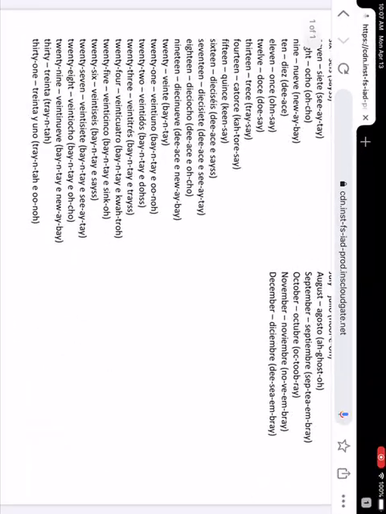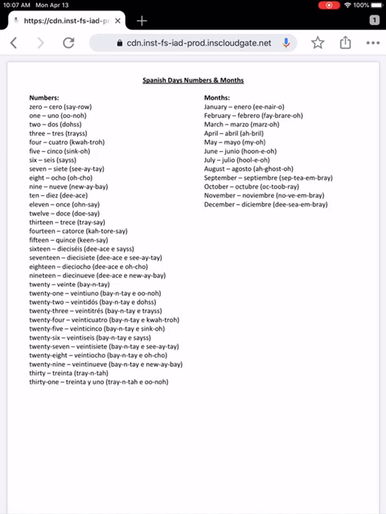The first thing I want you guys to notice about the months in Spanish is that they are not capitalized. Okay? So none of the months are capitalized. I'm going to go ahead and say these months. I want you guys to follow along and listen as to how they're pronounced. All right? Enero, febrero, marzo, abril, mayo, junio, julio, agosto, septiembre, octubre, noviembre, diciembre.